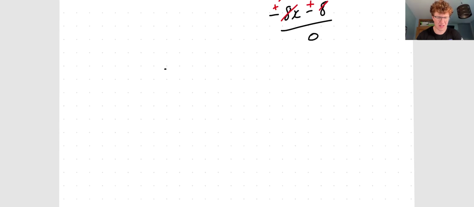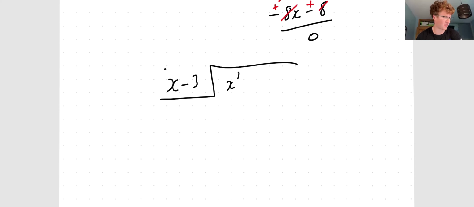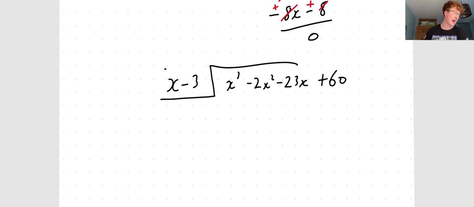So it's x minus 3 going into x cubed minus 2x squared minus 23x plus 60. Sorry, that line is very squiggly. X cubed minus 2x squared minus 23x plus 60. Try that really quick. Pause the video. Give it a go. I'm going to do it now.